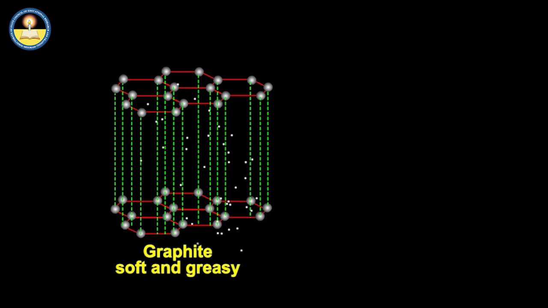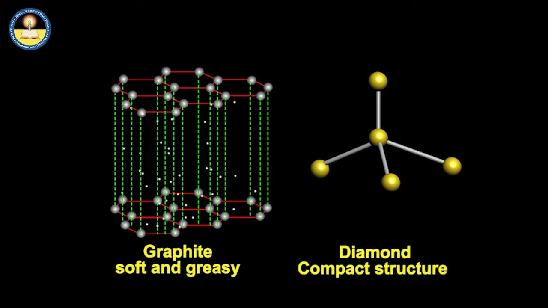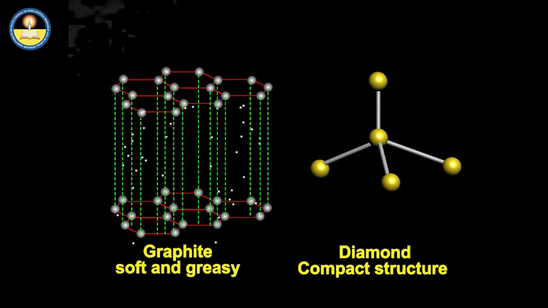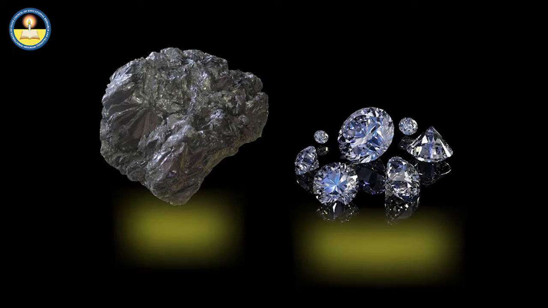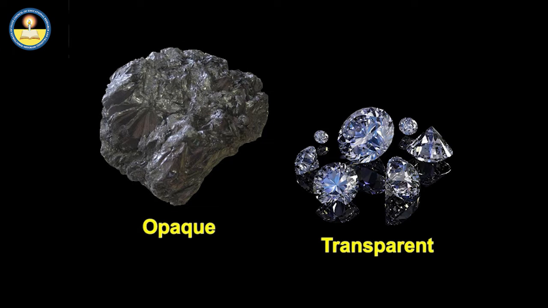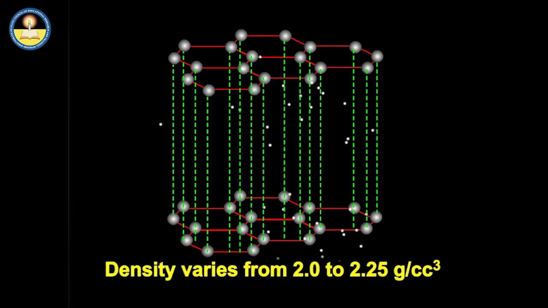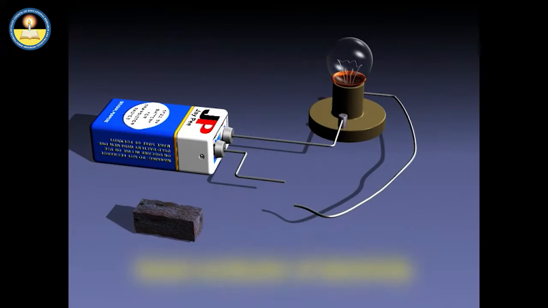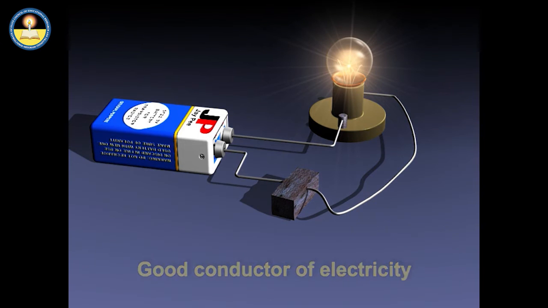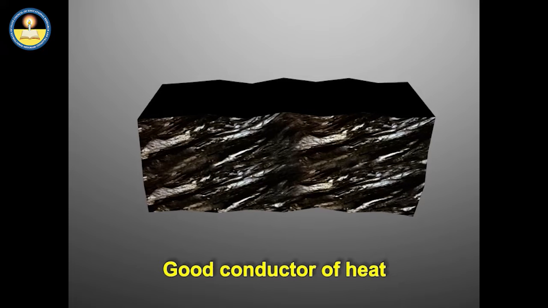Graphite is relatively soft and greasy because its structure is not compact like diamond. Its color varies from steel grey to black depending upon the origin and has a metallic luster. But unlike diamond, it is opaque. Its density varies from 2.0 to 2.25 gram per cubic centimeter. Since one electron of each carbon atom is free to move about, graphite is a good conductor of electricity. It is a good conductor of heat as well.